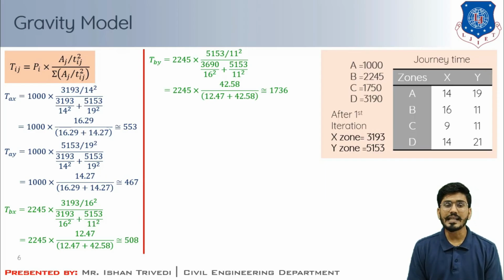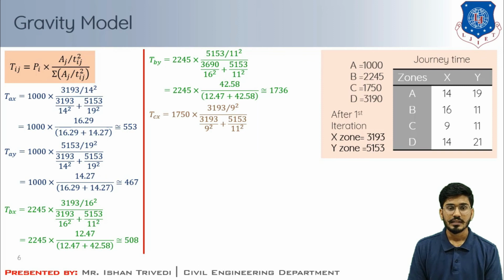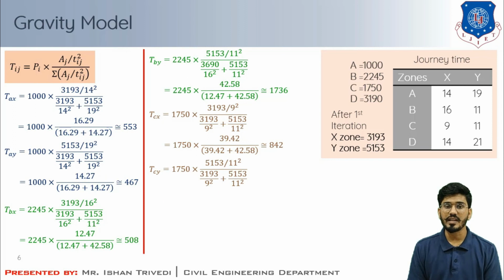Now for TCX, where C stands for the I value and X stands for the J value, here the total trips produced in C zone is 1750, that is the given value. Then the travel times again are 9 and 11 for X and Y zones, and the total attractions in X and Y zones are 3193 and 5153. By putting this relevant data in this equation, the answer is 842. Similarly for CY we have the answer, that is 909.